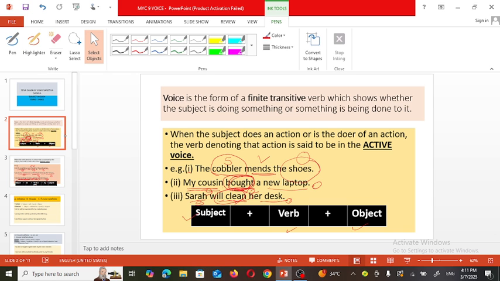See here, in the first example, the cobbler mends shoes. So shoes are mended, the third form we have to use. Shoes are mended by the cobbler. My cousin bought a new laptop. A new laptop was bought, because it is simple past tense. So a new laptop was bought by my cousin.